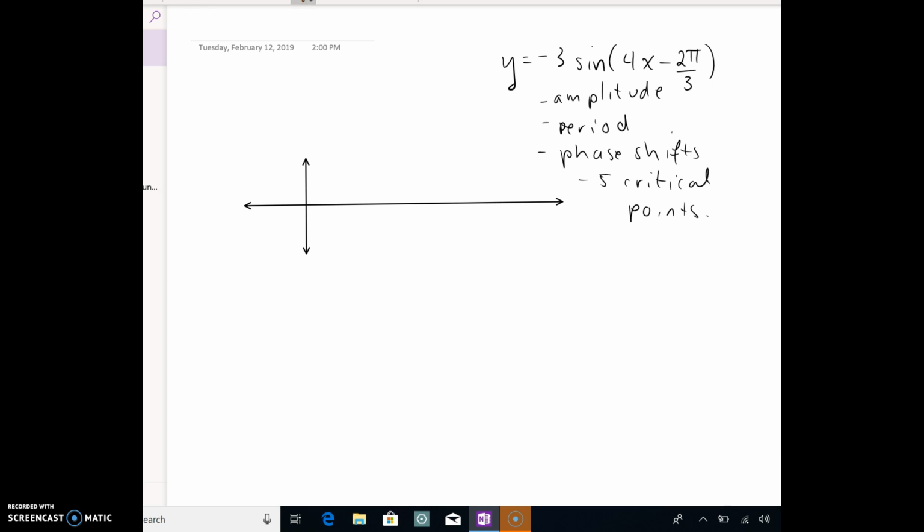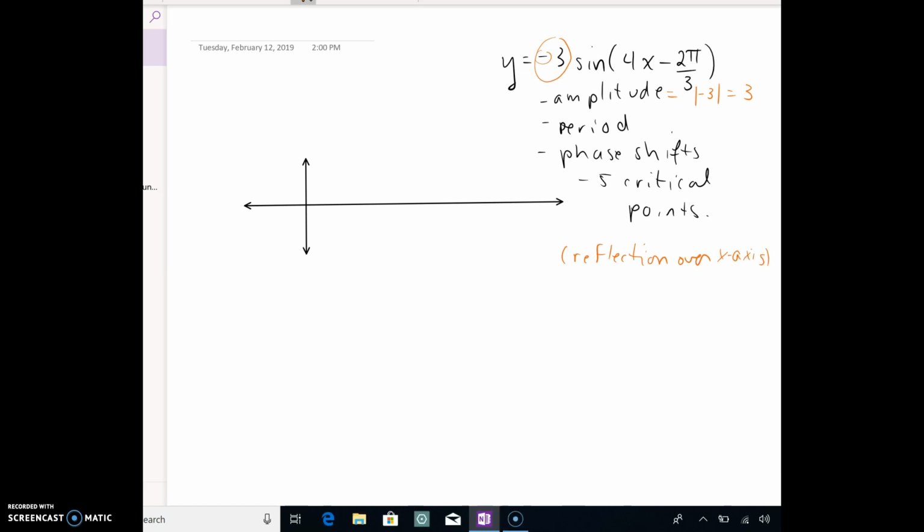Let's start off with the amplitude. Again, notice we have a number in front of the function. So that's telling us we have an amplitude of the absolute value of -3, which is 3. Also, because the constant term in front of sine is negative, we know that this is going to be a reflection over the x-axis. I'm just going to put it over here on the side to remind myself when I sketch the function, there's going to be a reflection over the x-axis. Okay, so we have the amplitude.